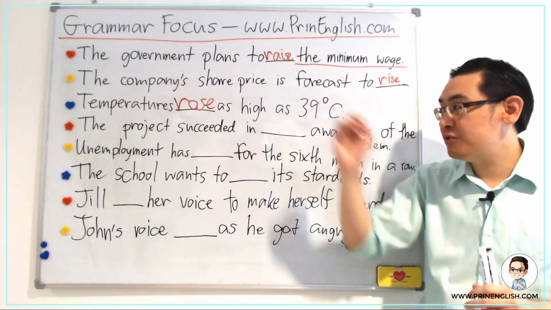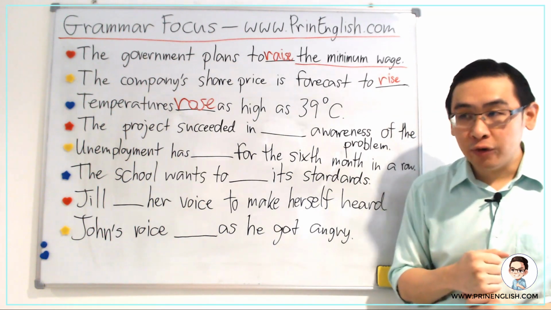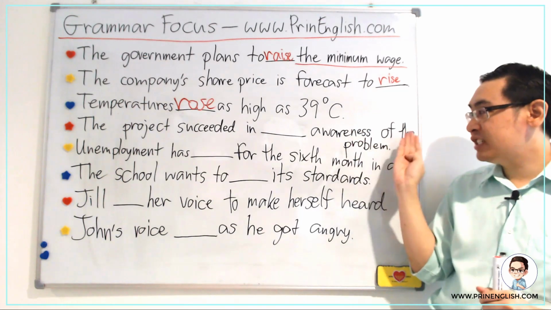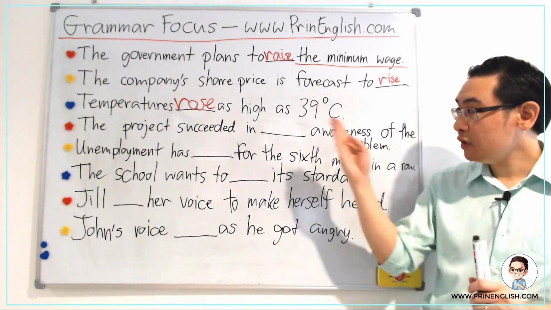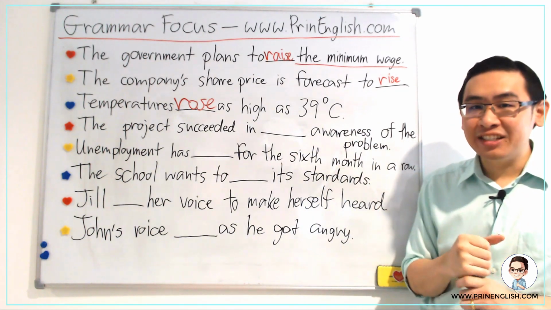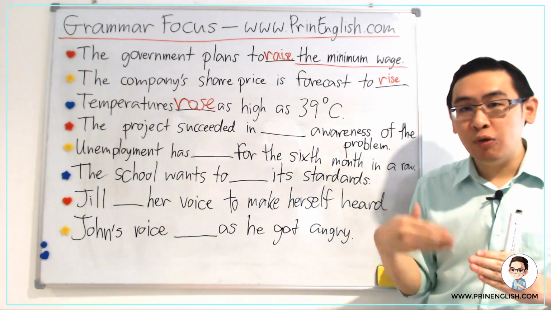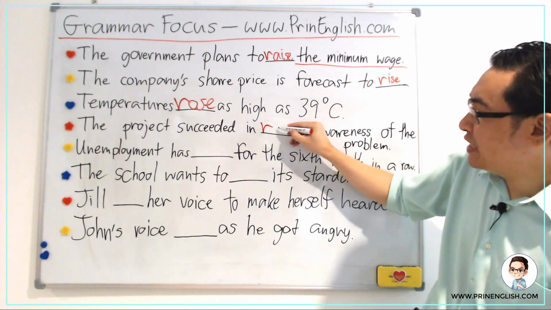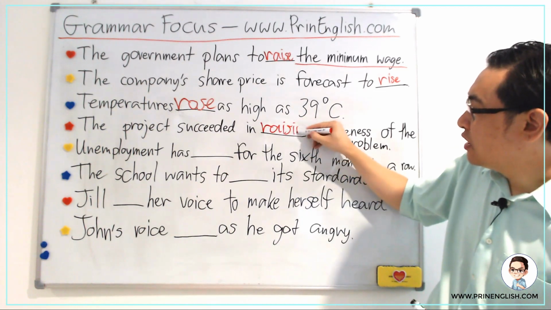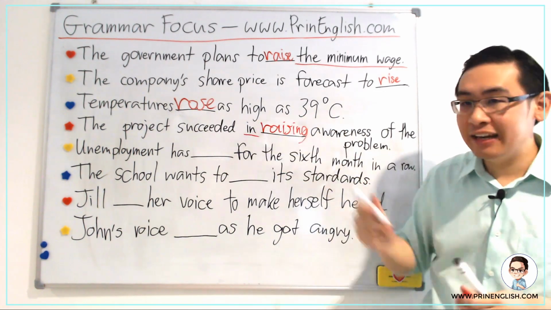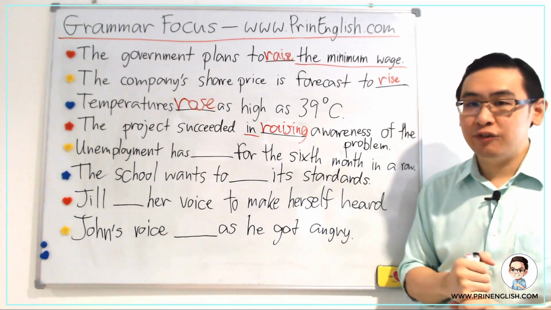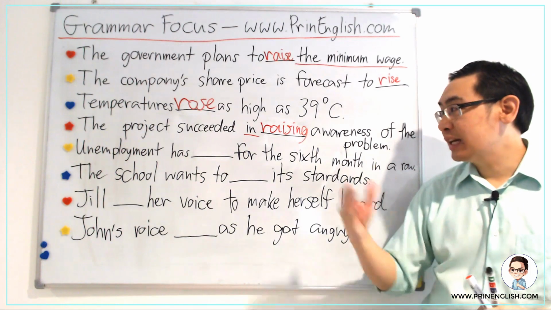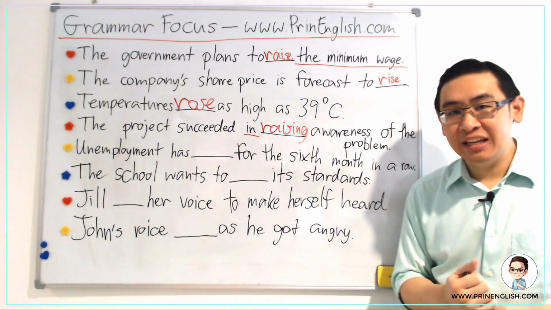And for the fourth sentence, the project succeeded in something awareness of the problem. So what should be the answer? Is it a word from raise or a word from rise? The correct answer for this one is raise, and in this case it should be raising because it comes after in, a preposition. So if you want to follow it by a verb, it has to be verb-ing.